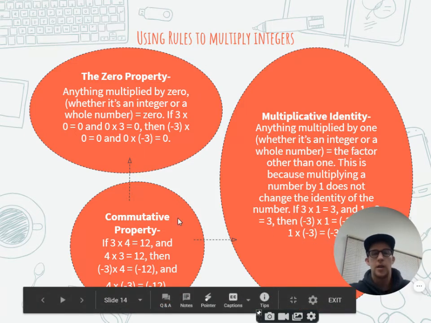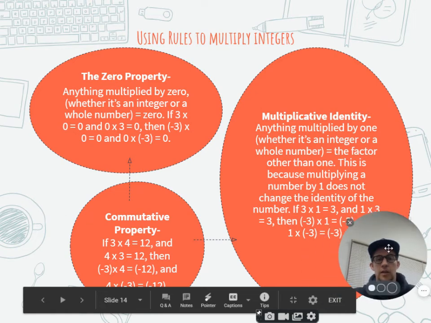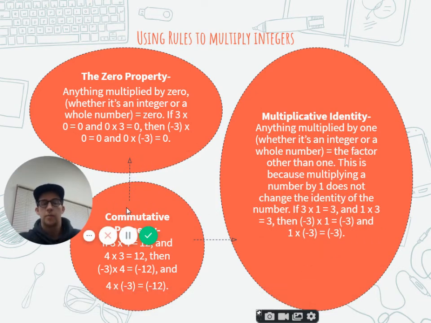And the last thing that we can rely on as well is the multiplicative identity. Anything multiplied by 1 equals the factor other than 1. This is because multiplying a number by 1 does not change the identity of the number. If 3 times 1 equals 3 and 1 times 3 equals 3, then negative 3 times 1 equals negative 3, and 1 times negative 3 equals negative 3.